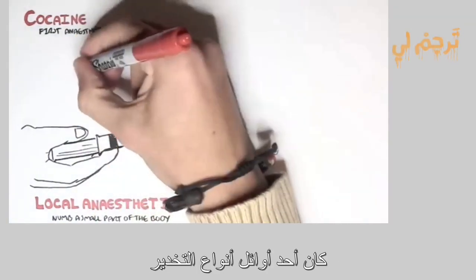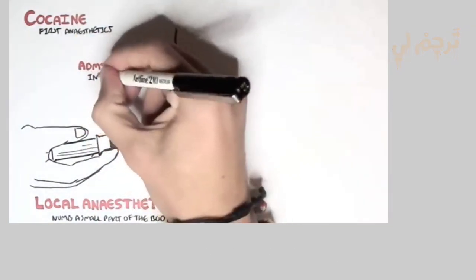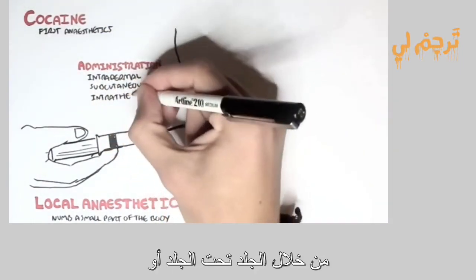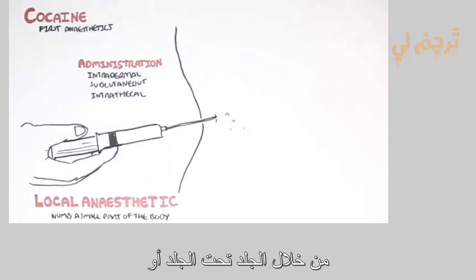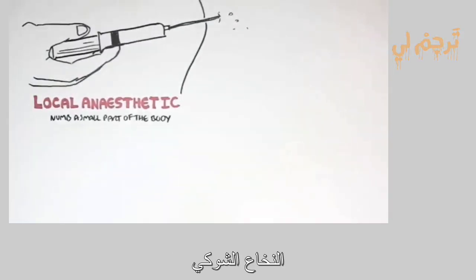Interestingly enough, cocaine was one of the first anesthetics. Actually, it was the first anesthetic to be discovered. We can administer anesthetics through intradermal, subcutaneous, or intrathecal routes, in the spine.